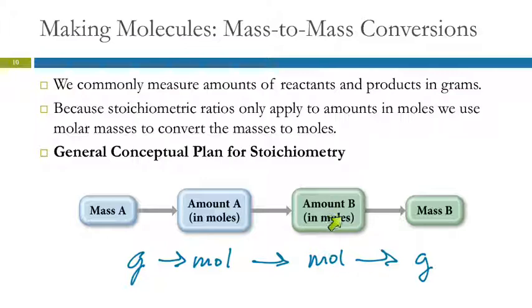And then moles of B to grams of B, again, we're going to use a molar mass. So grams to moles to moles to grams. There's moles in the middle. And there's usually moles in the middle. So this is your starting point for all stoichiometry problems. Grams to moles to moles to grams. Any questions?